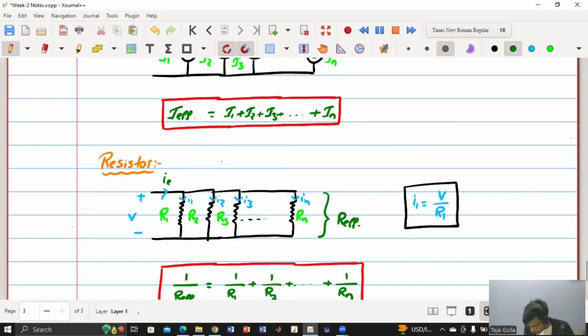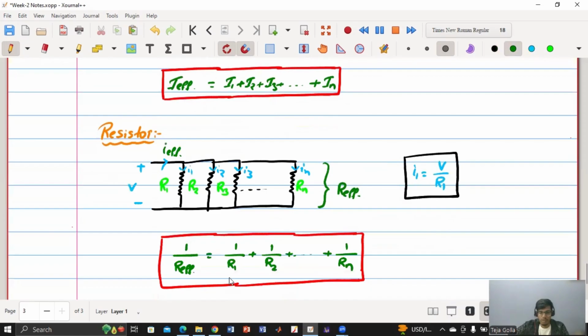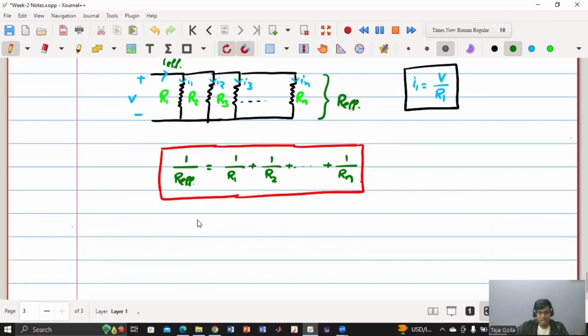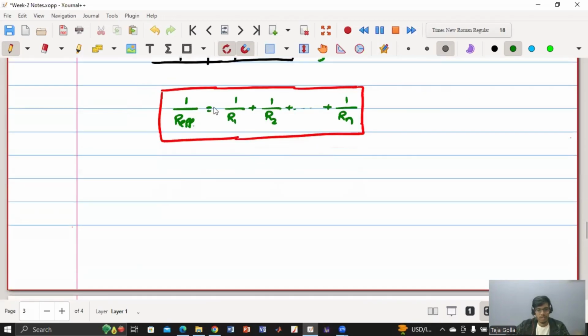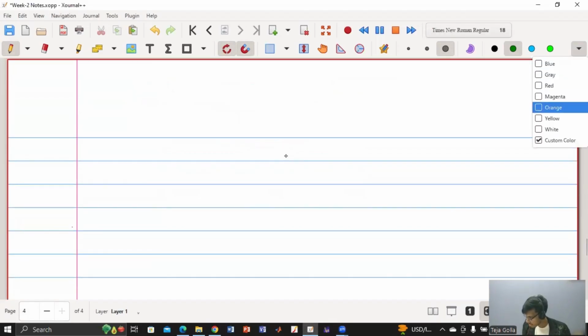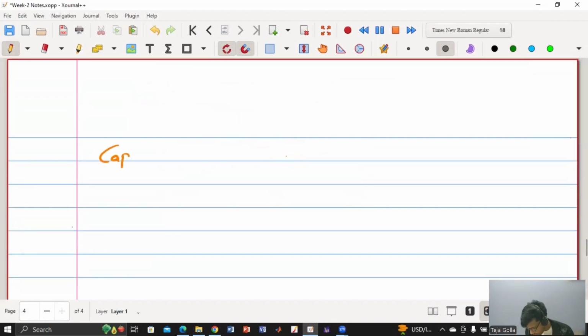So if you apply KCL, then you will get the summation of currents on the RHS, which is V by R1, V by R2 up to V by Rn. On the LHS, we have V by R effective, so V will get cancelled, and you will get this expression. So is it clear until this point, or do you still have any doubts? It is very simple and straightforward, and I hope it is clear. Okay, then we'll quickly move on to capacitors. Can anyone tell me what will be the effective capacitance in the case of N parallelly connected capacitors?